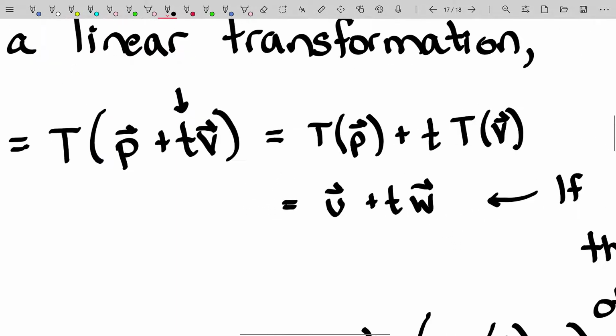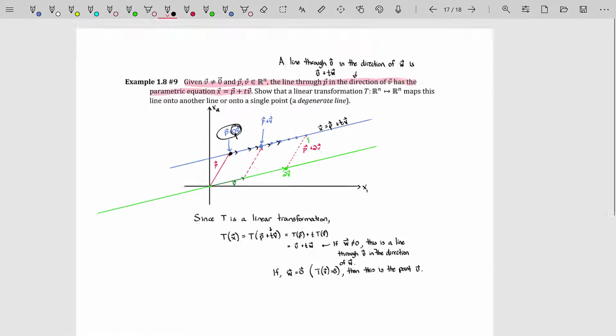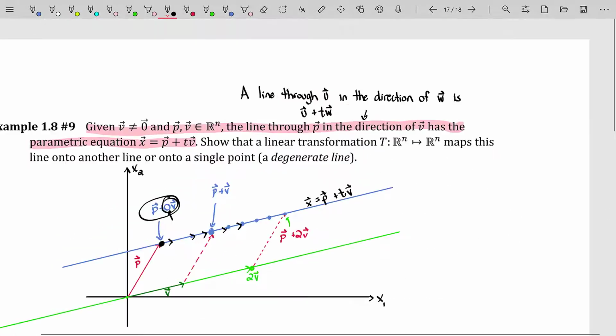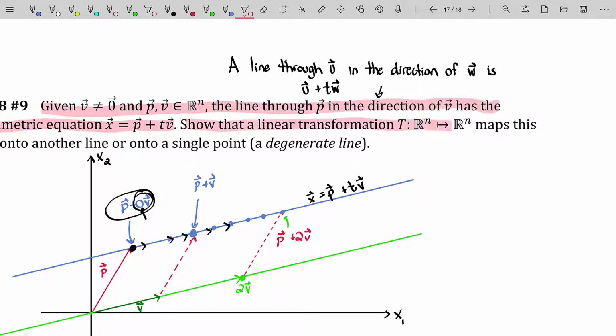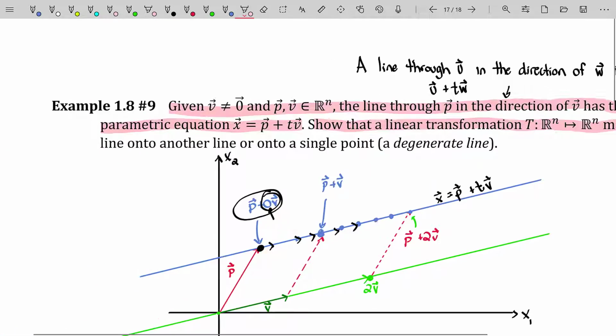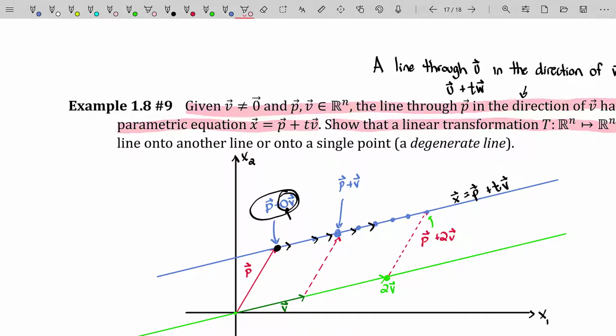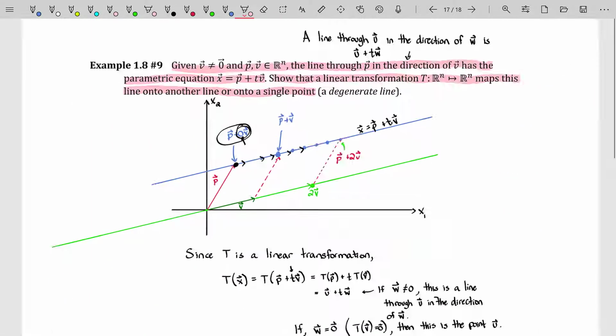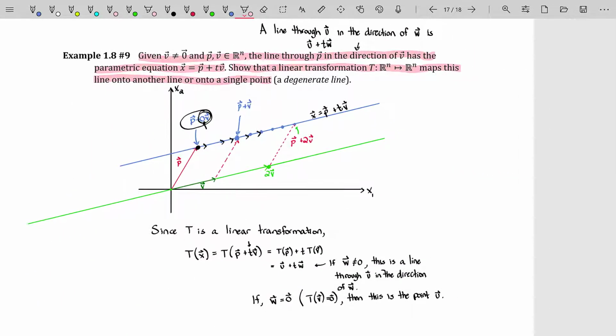Now this type of problem, by the way, we are done with because we have now shown that the linear transformation T maps that original vector x, which is p plus tv, onto another line, or perhaps onto a single point, that is if T of v is 0. So we have successfully finished this problem, but I do want to mention that this level of complexity is a lot for students to digest, especially the graphical problems. That's why I wanted to do this one.